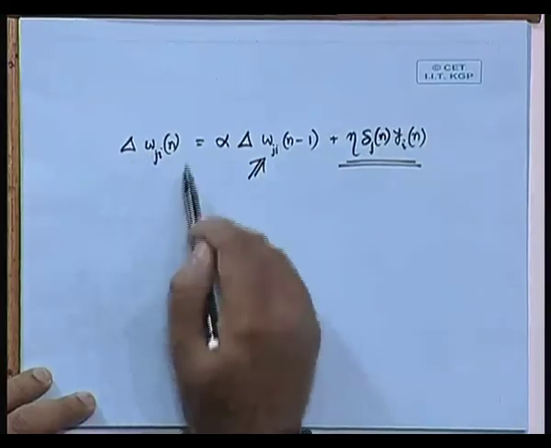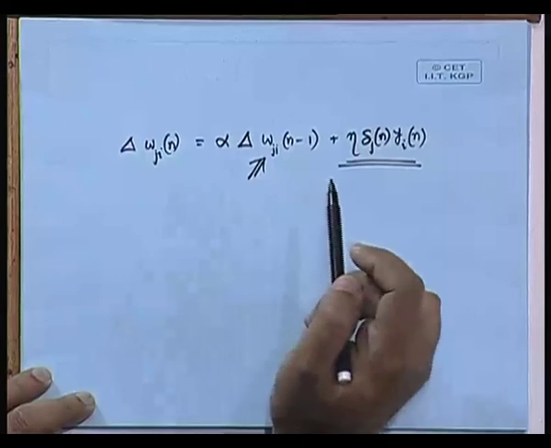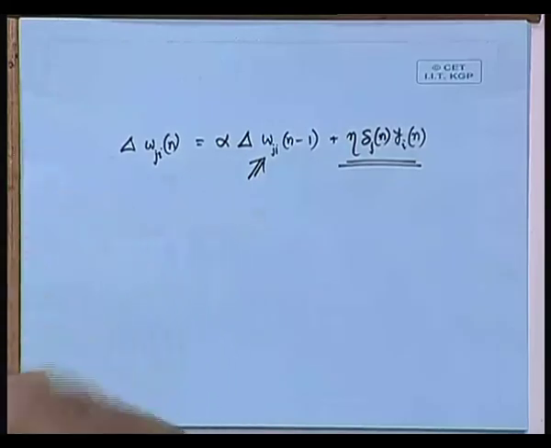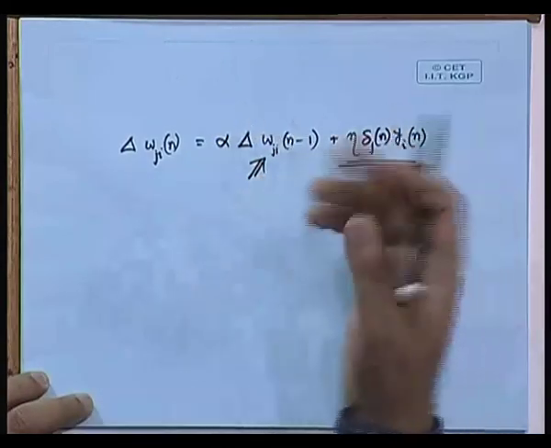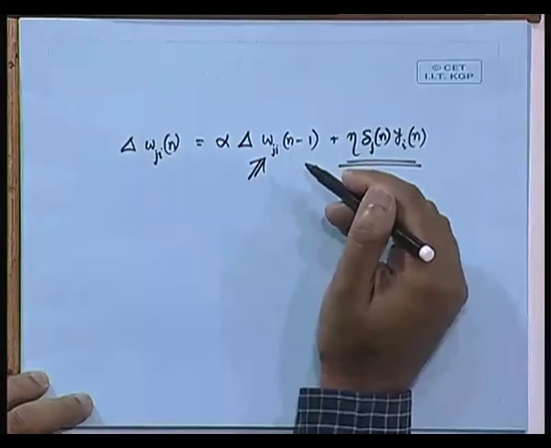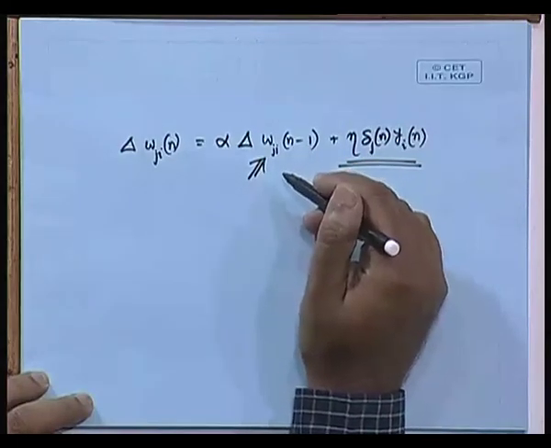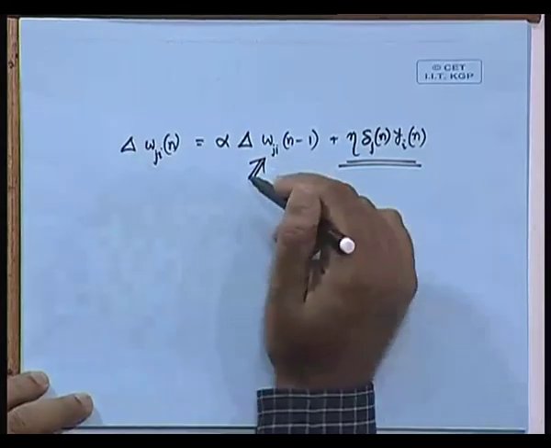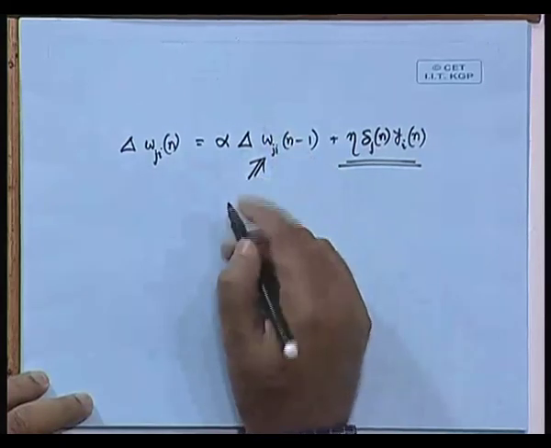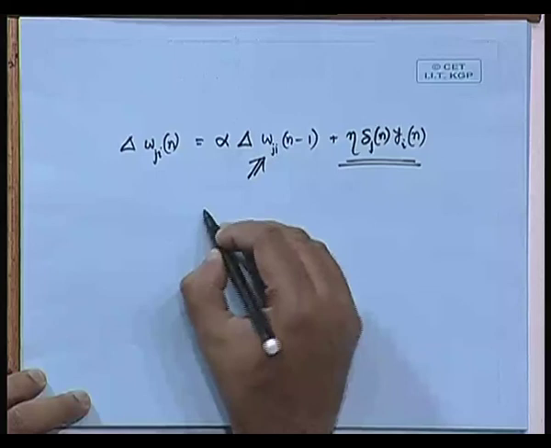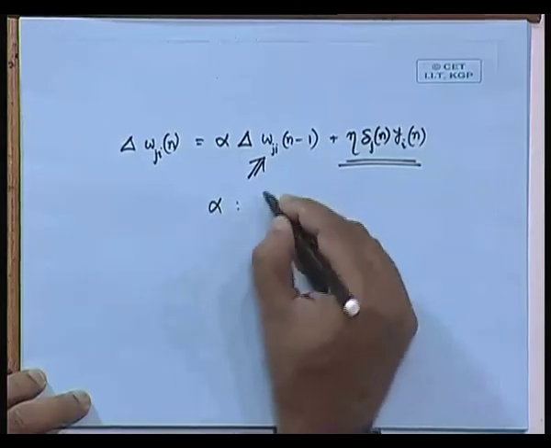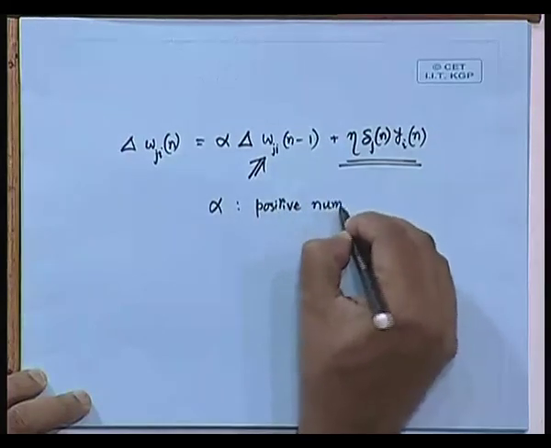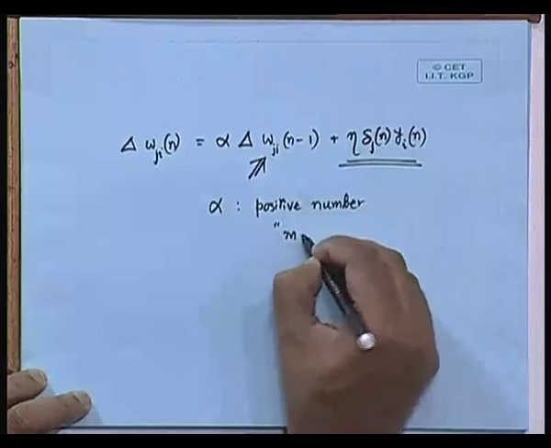That means the change of weight that you are making is in some way proportional to the change of weight that you made in the earlier iteration. In the n minus 1th iteration, whatever delta Wji you had, you are taking a proportion of that to be added. In this case alpha is going to be a constant. In fact, alpha is normally taken to be a positive number, and alpha is referred to as the momentum constant.